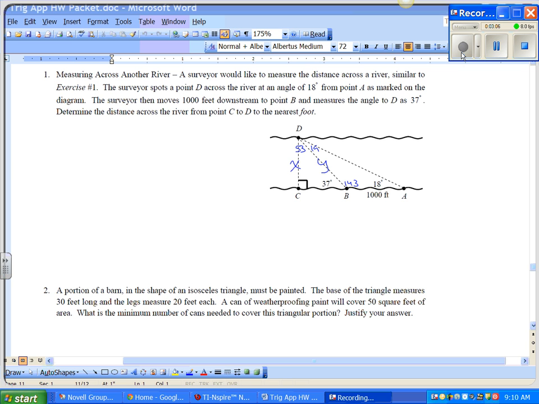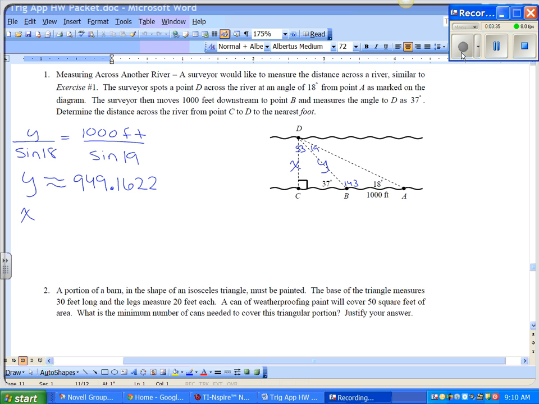So to find y, we did y over sine of 18 equals 1,000 feet over sine of 19. We're good? We did some cross multiplication and division, and we found y to be approximately 949.1622. Why didn't I round at this point? It's not the end, right? We're not at what we actually want. So we want to keep as many decimal points as possible until we get there.